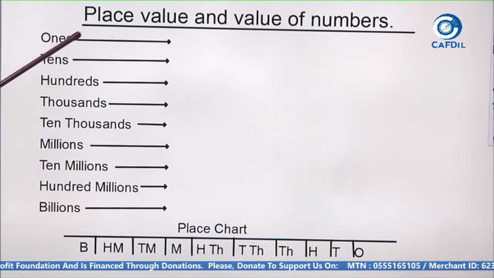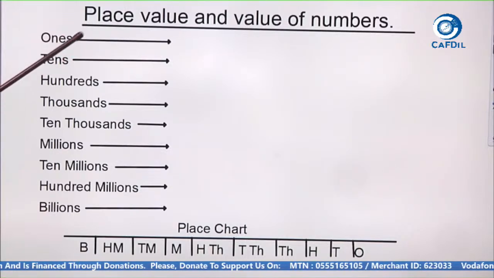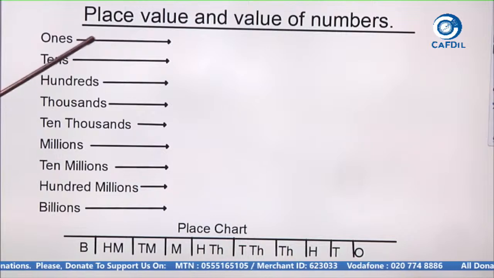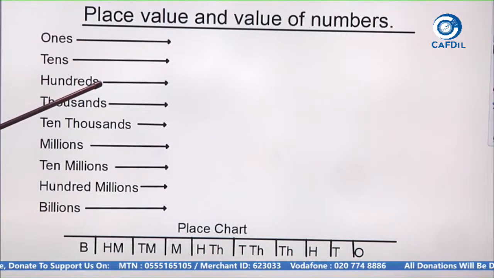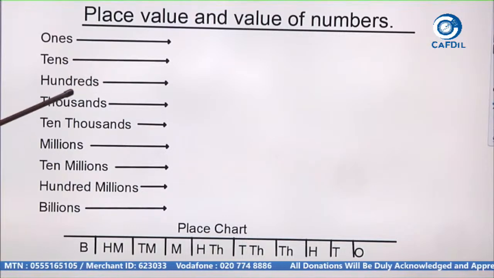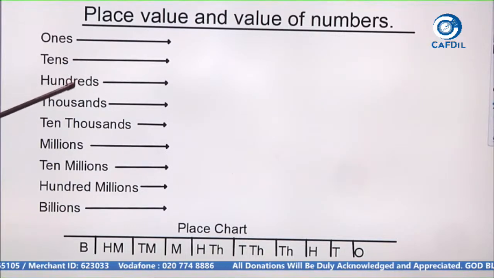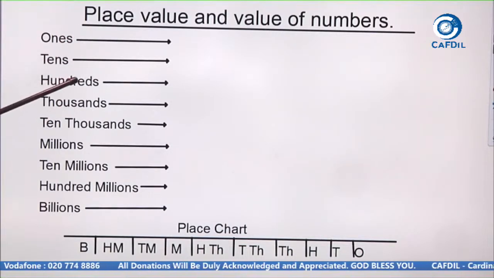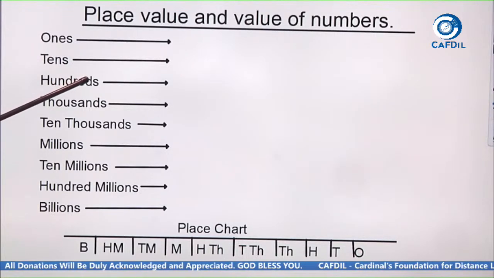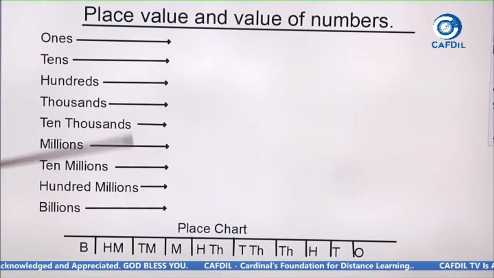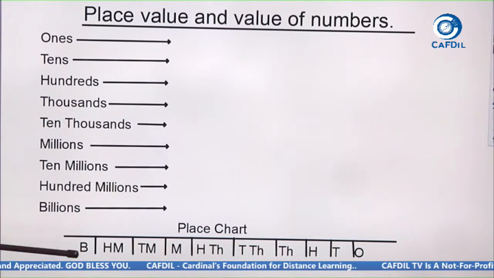Then let's count in tens: 10, 20, 30, 40, 50, 60, 70, 80, 90. Then you move to the next place, which is the hundreds. We skip count in hundreds: 100, 200, 300, 400, 500, 600, 700, 800, 900. And then we move to the next place, which is thousands. So this is how the number system works.